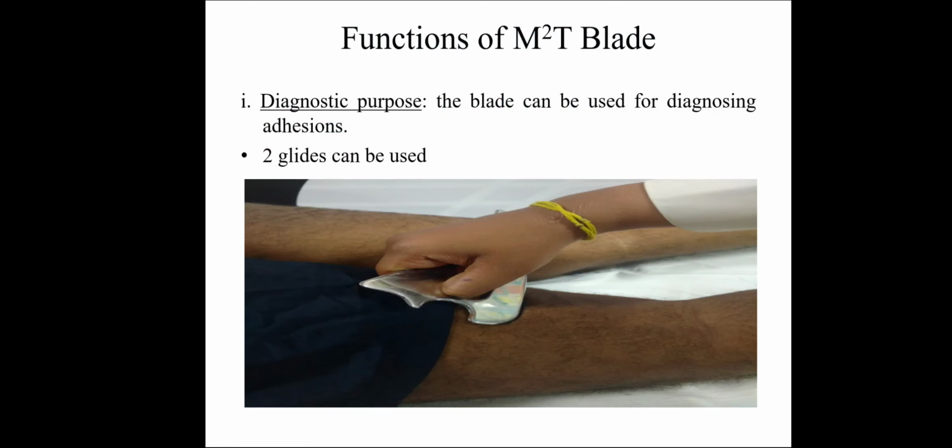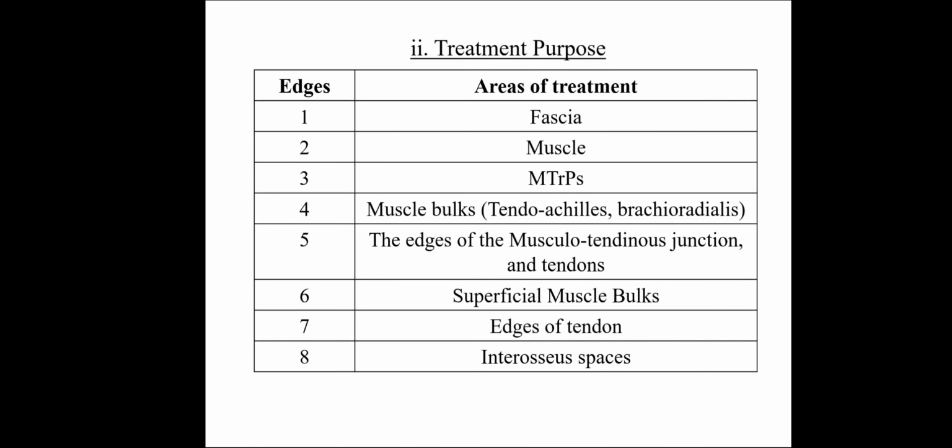Coming to the functions of the M2T blade. As we already discussed, it is used for diagnosis. So while diagnosing, you have to look forward for the adhesions, knots, bands present either superficially, that is on myofascia, a little deep, that is at the junction, and little more deeper within the muscle. Two glides can be used for diagnostic purpose. Now for treatment purpose. As we have already discussed 8 edges and areas of treatment.